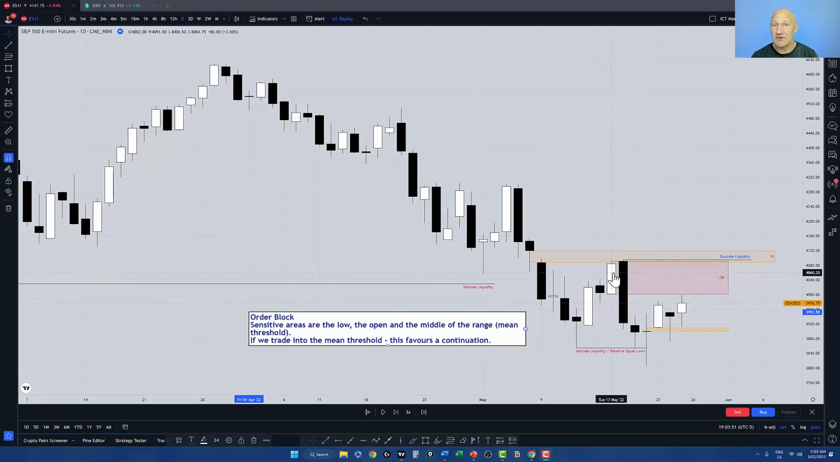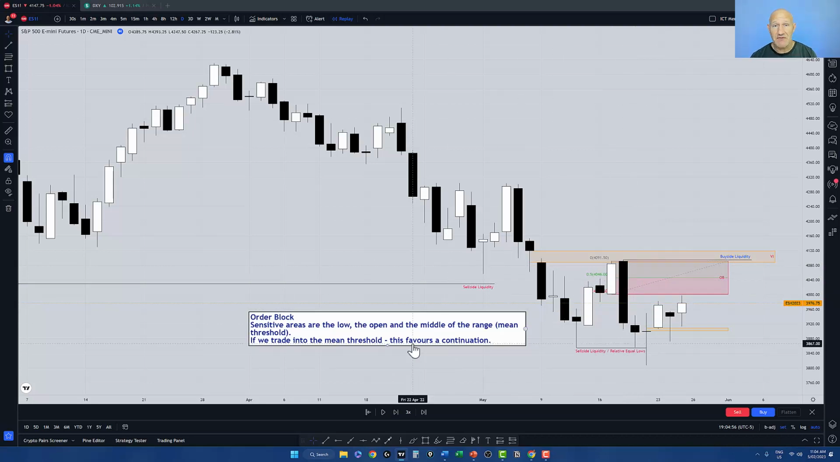Now, ICT goes through a little bit more detail on order blocks in this particular lesson, which is lesson 35, and he refers to the areas of sensitivity on the order block as being the lows, so we're obviously looking at a bearish order block, the open, and then the mean threshold, which is basically the center of the candle. So if we were going to draw that out, we would just take our fib and run that from the high to the low. If we wanted to draw that out in time, it would look something like this. What we'd be expecting is for price to draw into this level, and it would just be a matter of how deep into that order block price would go.